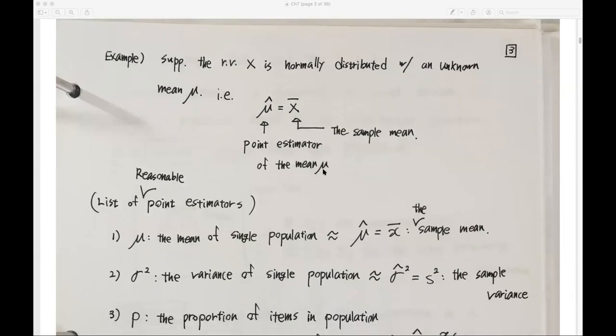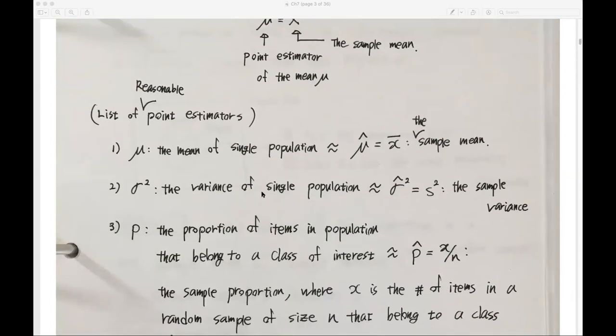But we're wondering, is there any other theta hat for mu hat? Or can we say that x bar, the sample mean, is the best point estimator of the population mean mu? So we have those questions, right? Here's the answer for those questions.